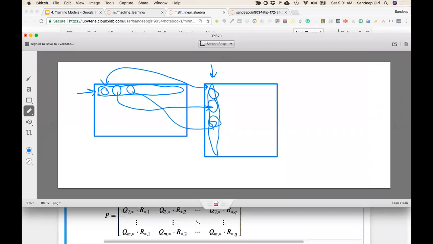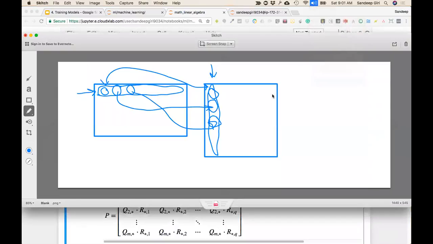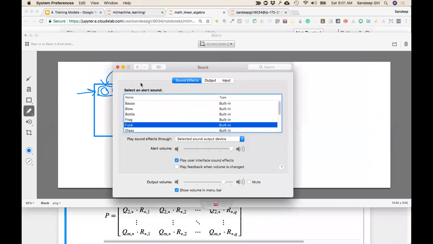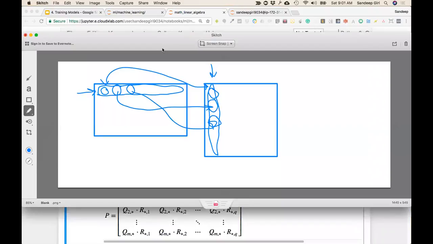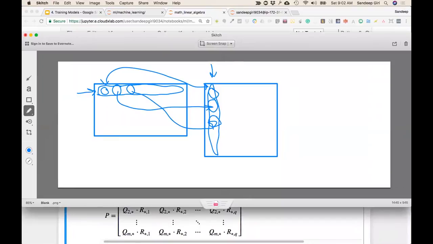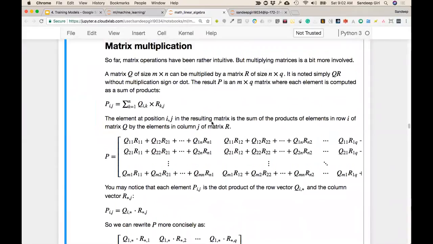I'm just checking the audio again. I hope things are okay. Is there some other window open for me? Not really. Okay, let's go ahead. We'll see to it later.